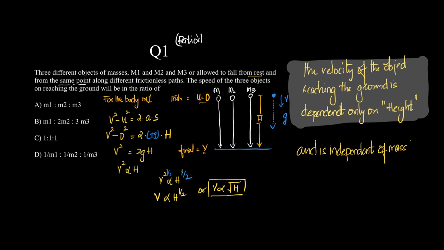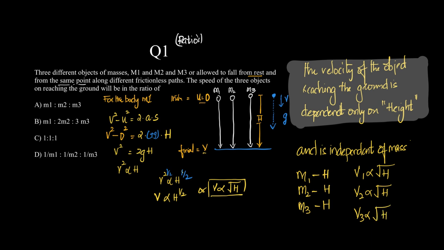Which means the ratio will basically be equal to, let me explain that also. For m1 the height is h, for m2 the height is h, for m3 the height is h, which means v1 is proportional to root of h, v2 is proportional to root of h, and v3 also is proportional to root of h. In which case v1 is to v2 is to v3 equals root of h is to root of h is to root of h, which is equal to 1 is to 1 is to 1, which makes the correct answer option C.